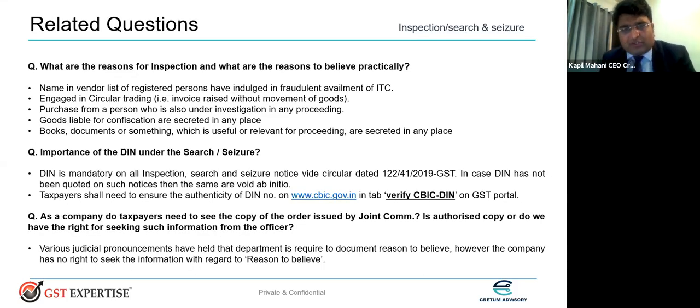Now, these are the general questions when someone asks what are the reasons for inspection and what are the reasons to believe, practically. These are generally the cases wherein the name of the vendor or registered person has indulged in fraudulent availment of ITC or engaged in circular trading, purchased from a person who is also under investigation, goods liable to confiscation are secreted in any place, or books and documents useful or relevant for proceedings are secreted.